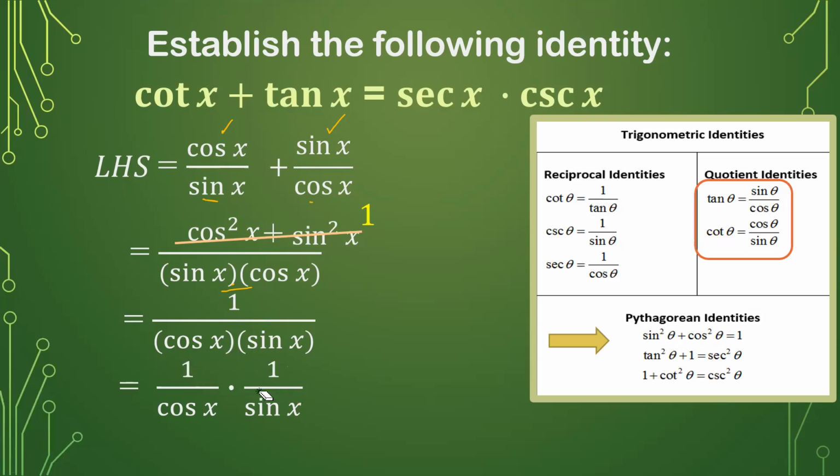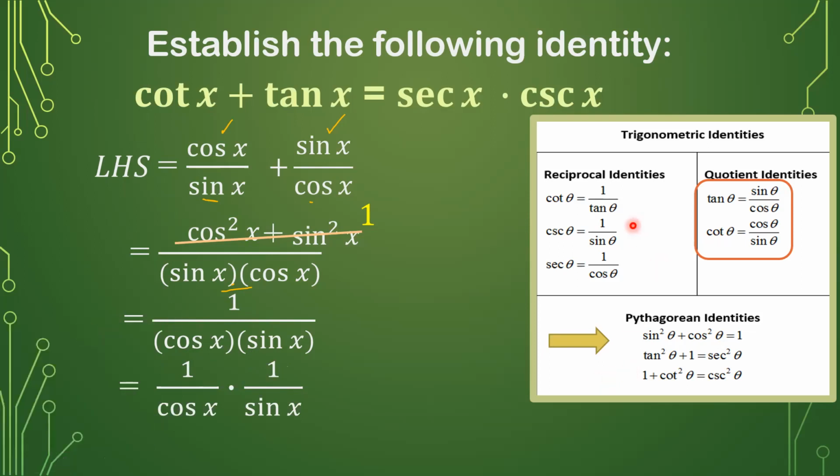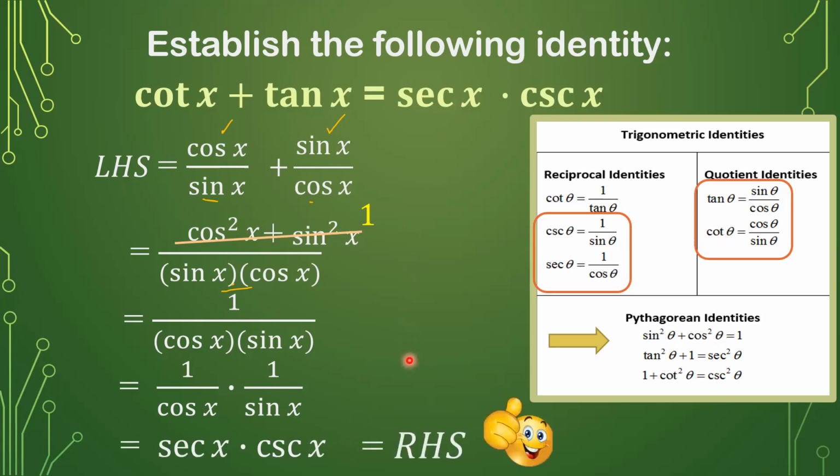So what is 1 over cosine? That is equal to, 1 over cosine and 1 over sine are there. So that will be this one, making use of this. So we will have secant x times cosecant x, which is equal to the right-hand side that we targeted.